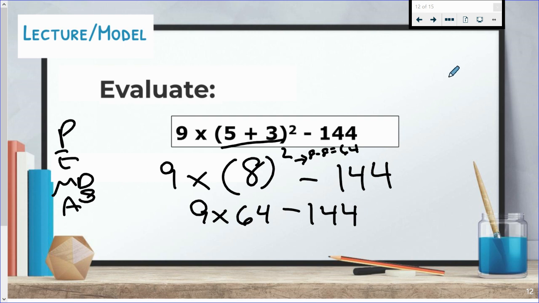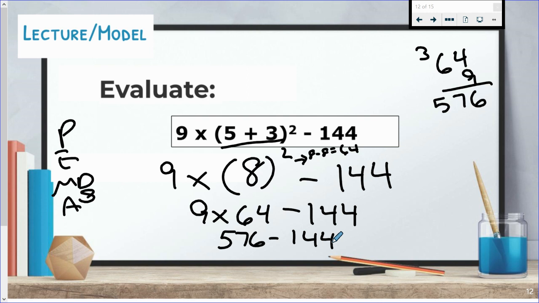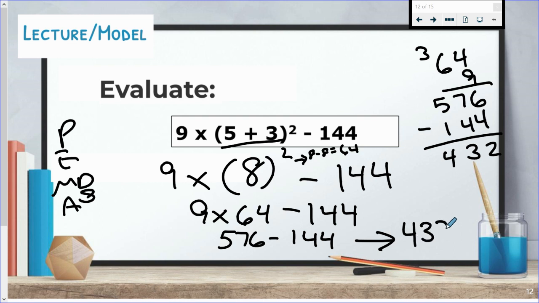9 times 64 minus 144. All right, I don't know 9 times 64 off the top of my head, so I'm going to go over and do it up here. 9 times 4 is 36. 9 times 6 is 54. Plus 3 is 57. So now we have 576 minus 144. Again, I don't know that off the top of my head, so we're going to come back up here and do it. 6 minus 4 is 2, 7 minus 4 is 3, 5 minus 1 is 4. So our final value is 432.